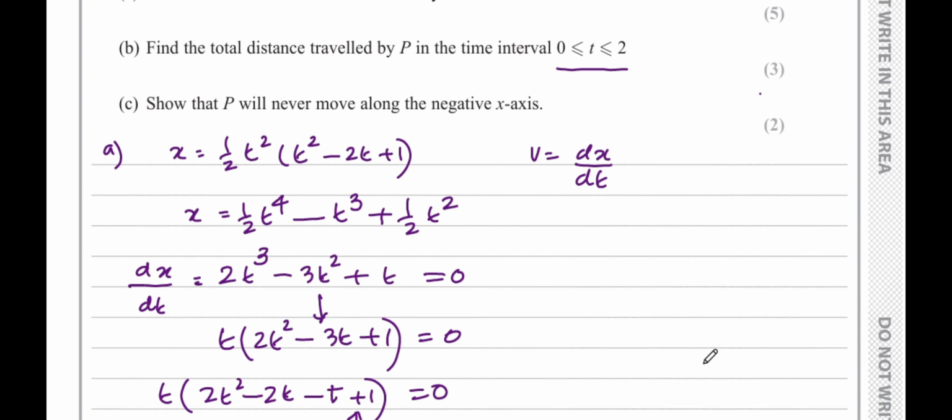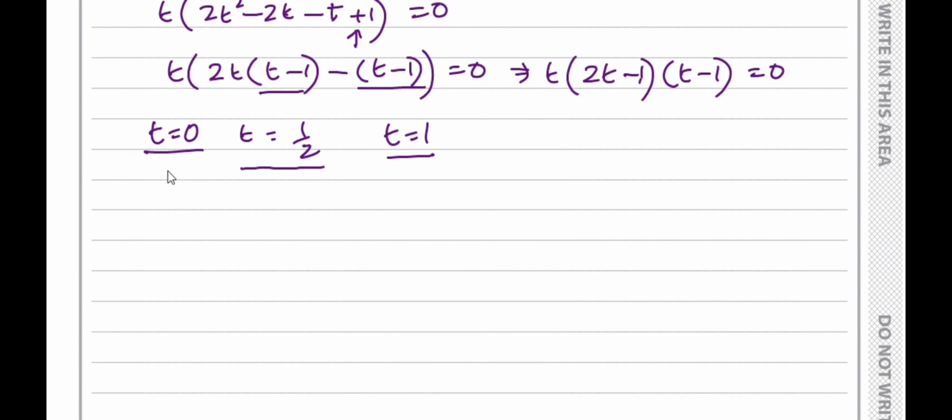So our strategy should be to put t is equal to 0, half and 1, which are the times at which the particle has stopped. So we need to find the distance moved between each stoppage. So we can say this is part B, right? So x is equal to, we are going to rewrite that equation. It's half t to the power of 4 minus t cubed plus half t square, right?